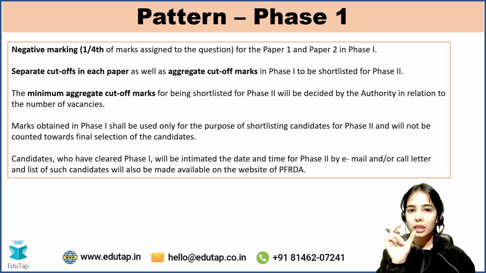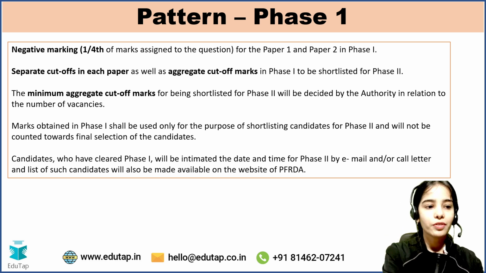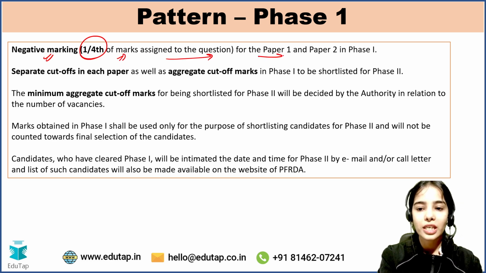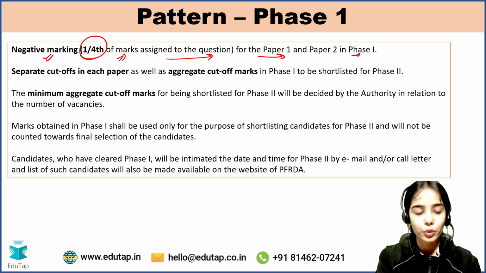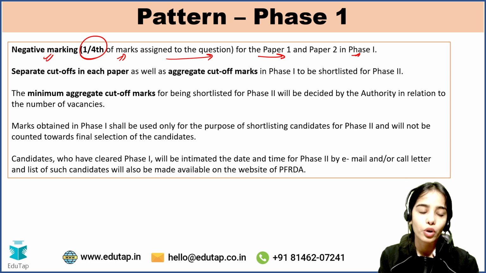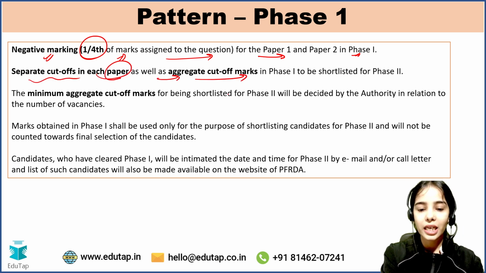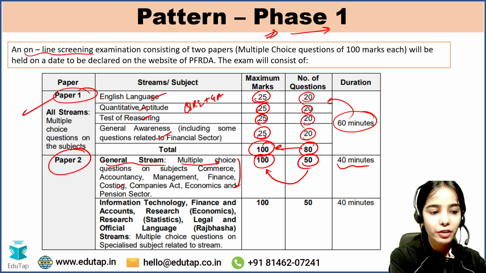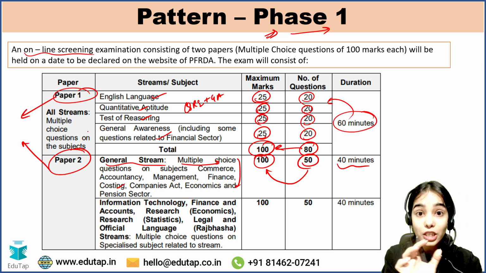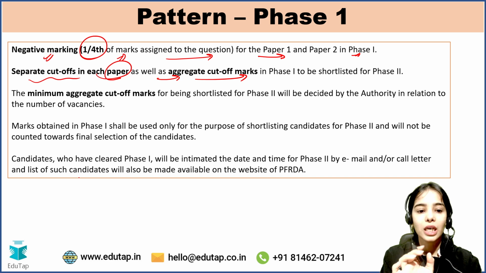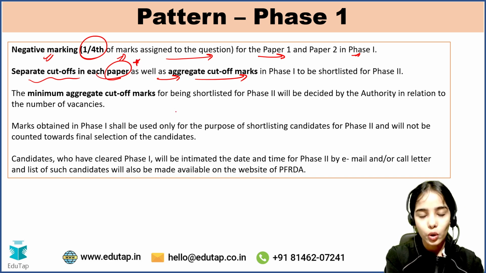Now there are certain things that you need to keep in mind: there will be negative marking of 1/4 of the marks assigned to the question for phase 1, paper 1 and paper 2. So in both paper 1 and paper 2, there will be negative marking of 1/4 of the marks. There will be a separate cutoff in each paper as well as an aggregate cutoff. I am talking about each paper, okay, not component. For each paper there will be a separate cutoff as well as an aggregate cutoff in phase 1.